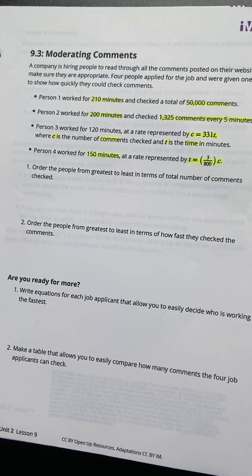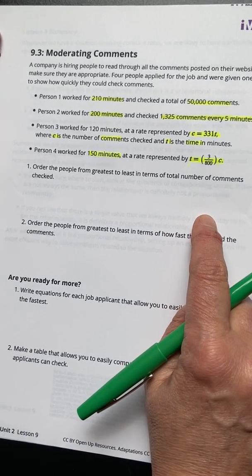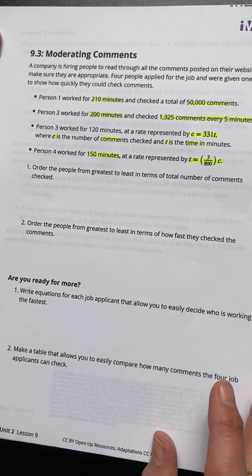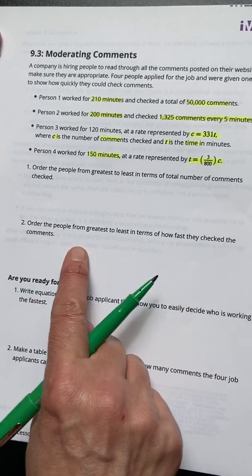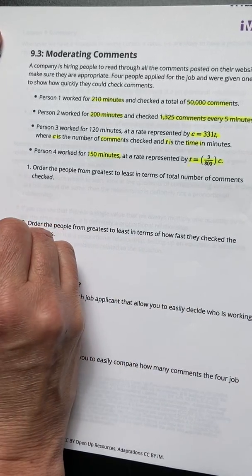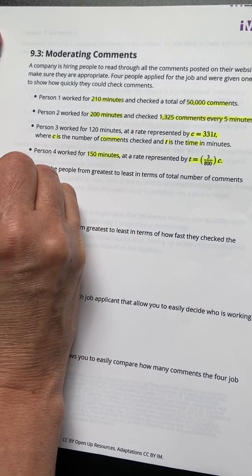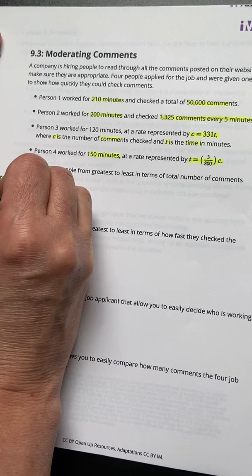All right, so let's figure out how many minutes each person worked, because that's what we're going to need to do in order to solve this problem. Question 1 is asking me to order the people from greatest to least in terms of the number of comments checked. Okay, that's easy enough to do. Then, order the people from least to greatest in terms of how fast they check the comments. So I'm looking at time here, and I'm looking at the amount of comments here.